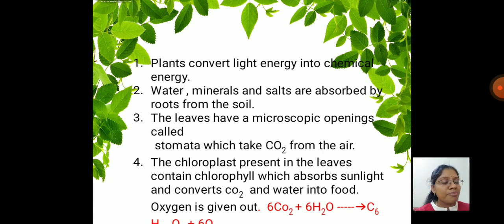So, six, this is a chemical equation. You have to write it like this: carbon dioxide plus water. The molecular formula of carbon dioxide is CO2 and the molecular formula of water is H2O. We know this. When these both combine with each other, they give glucose, and the molecular formula for glucose is C6H12O6 plus oxygen. Yes, oxygen we get, and the food that is produced by the plant is stored in the leaves.